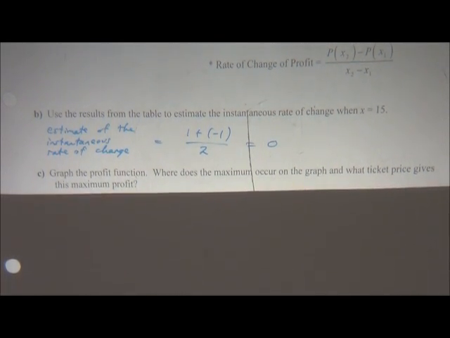Any questions about that? Okay, so remember there's always average rate of change through the entire process until that very last step, where you just take the average of the last two average rates of change. And then that becomes your estimate of the instantaneous rate of change.